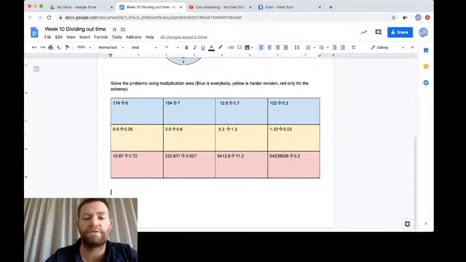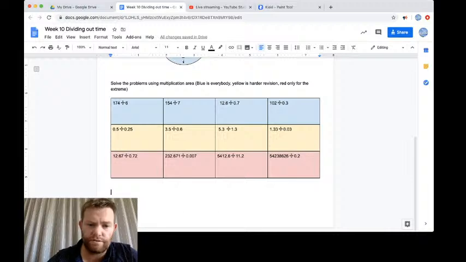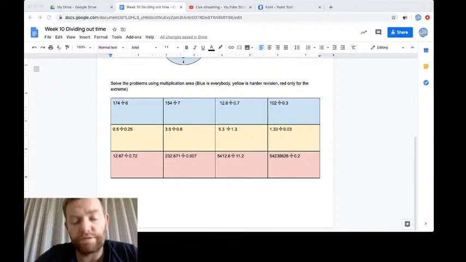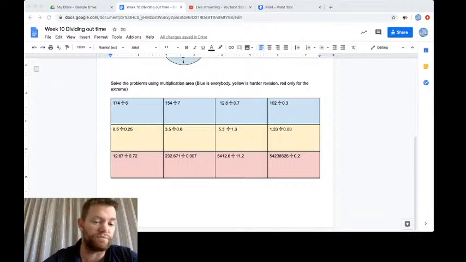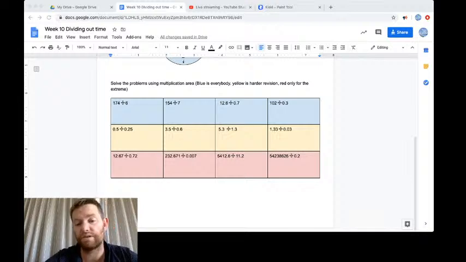Okay, so then these next questions are pretty simple, once again. Solving problems using multiplication. Blue is for everybody; I want everybody to have a go at the blue. Yellow is a harder revision of what we did last week. When I say harder, it's probably not harder than what we did last week, which had some ridiculously hard questions towards the end, but it's harder than the blue stuff.